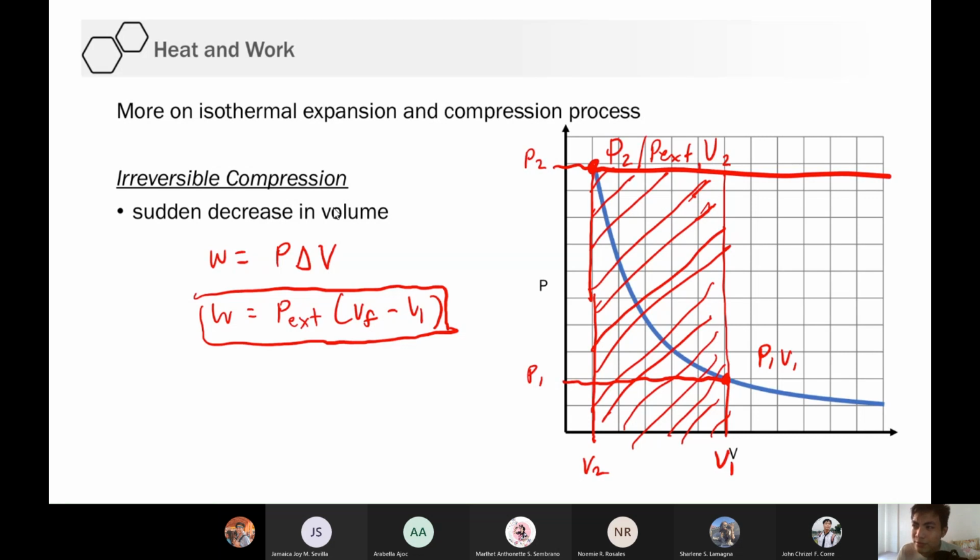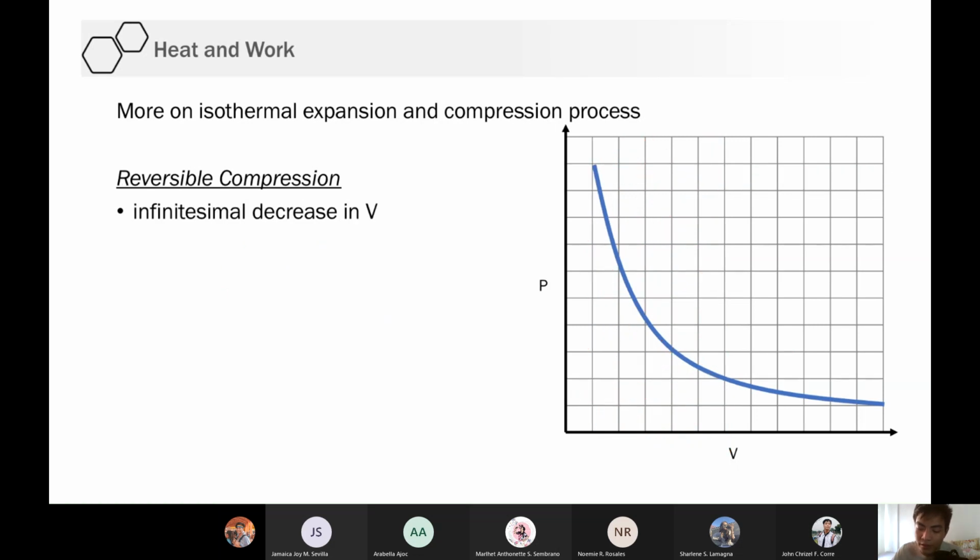Okay? So for irreversible compression, ito yung equation natin. So P2 always ang basis natin for the pressure. And all the area under this curve is the work. Okay. So that's P2 delta V. So that's the area of this square. So the area of the square is length times width, no? So yan. How about reversible?